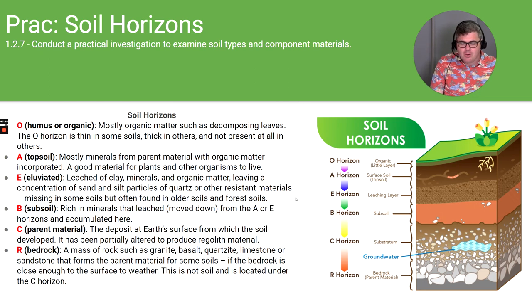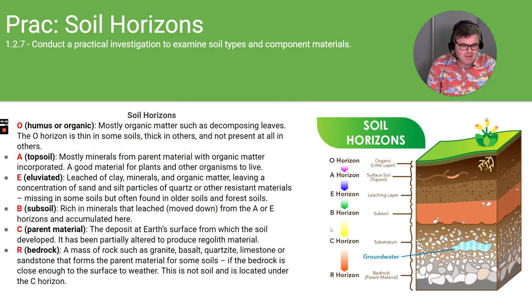Beneath that, the B horizon, this is where all of it's moved to, and it's very rich in minerals. So if a plant's growing down, it's like, oh, the O horizon, yay, cool. A horizon, fantastic. E horizon, meh. B horizon, hell yeah.